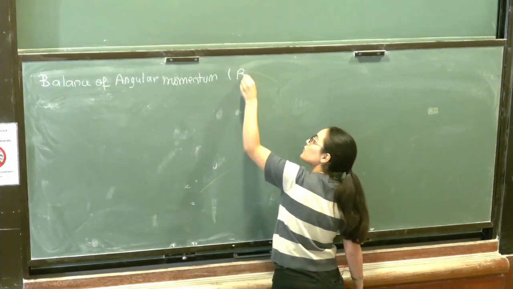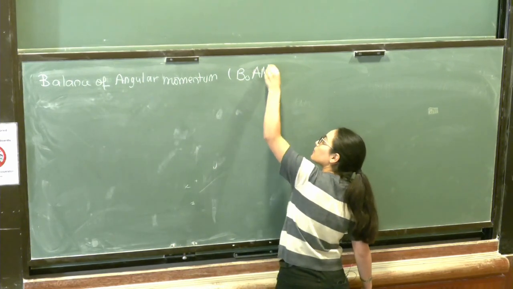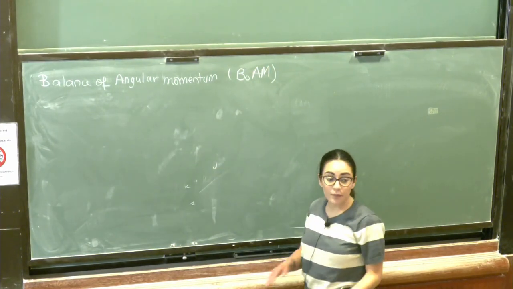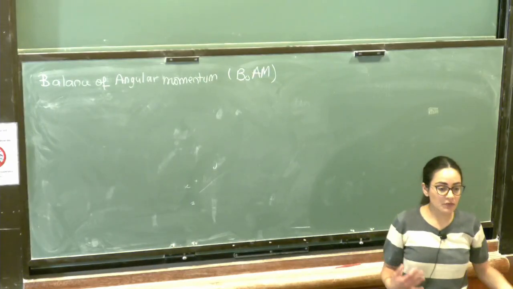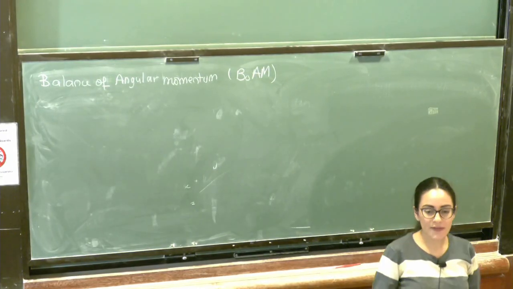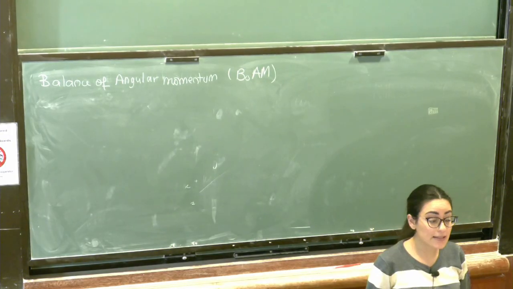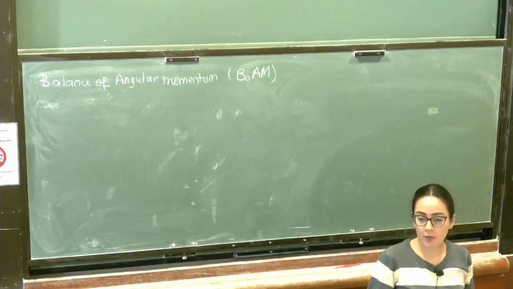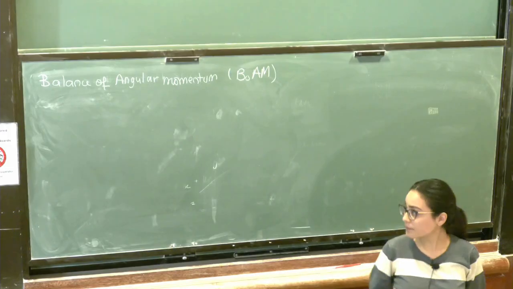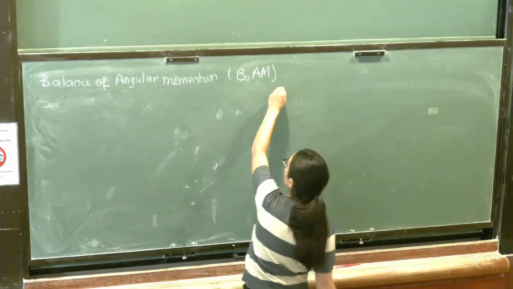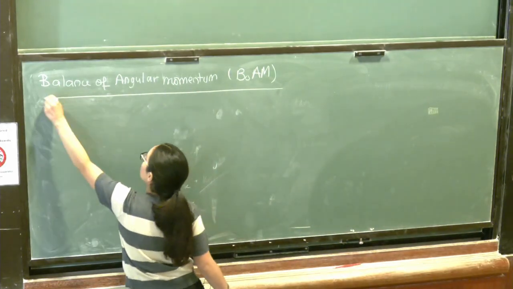So the balance of angular momentum. For a particle, we can derive it from the balance of linear momentum, but for a system of particles or for a rigid body, we cannot. For a rigid body, it's a separate balance law, which we call Euler's second law. But for a particle, it's derivable from the balance of linear momentum.